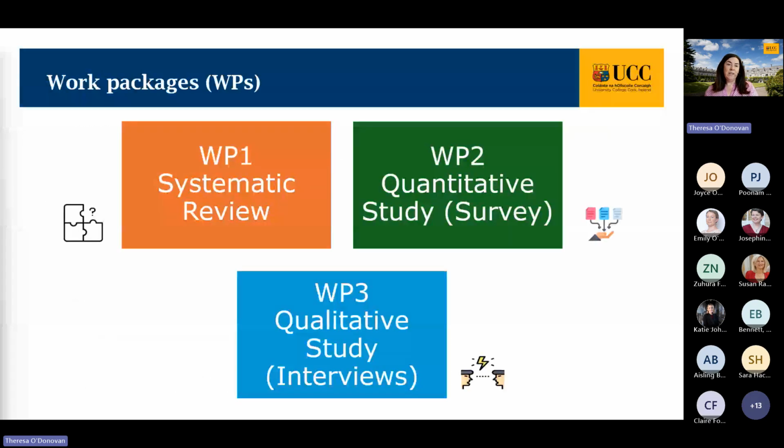Our plan was to first look at the evidence, so to conduct a systematic review around tools that are used to assess bias. Then the plan was to conduct a quantitative study, designing a survey to assess bias within the professional population. And then moving on to the third work package and trying to delve a little bit deeper by talking to both people who had lived experience of medical radiation science and also to professionals.